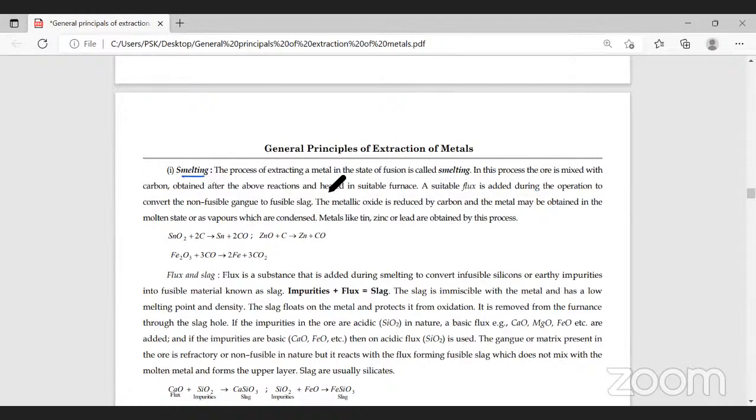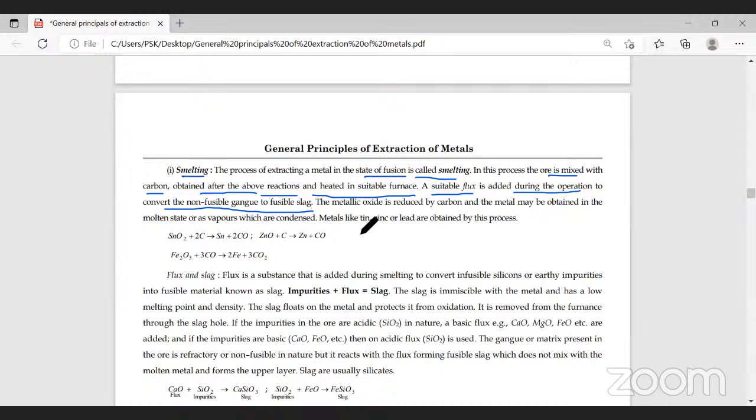The process of extracting a metal in the state of fusion is called smelting. In this process, the ore is mixed with carbon, obtained after the above reaction, and heated in a suitable furnace. A suitable flux is added during the operation to convert the non-fusible gangue to a fusible slag.